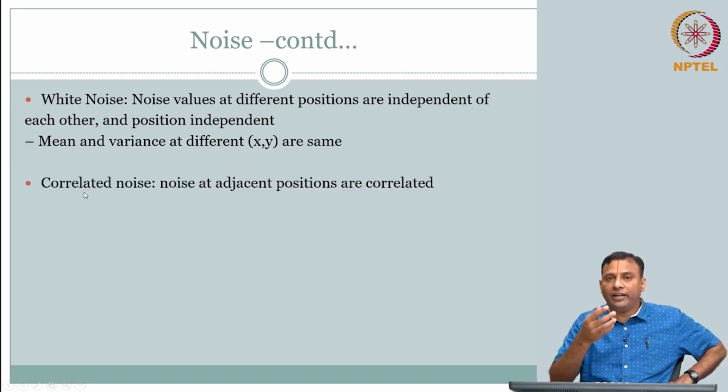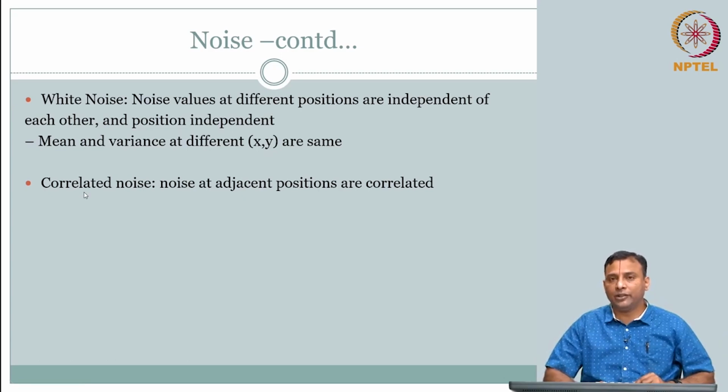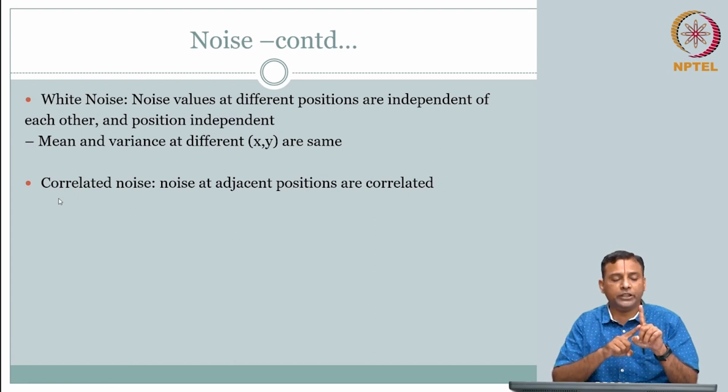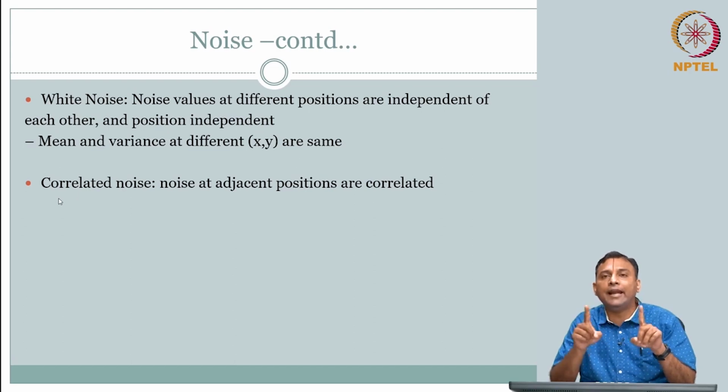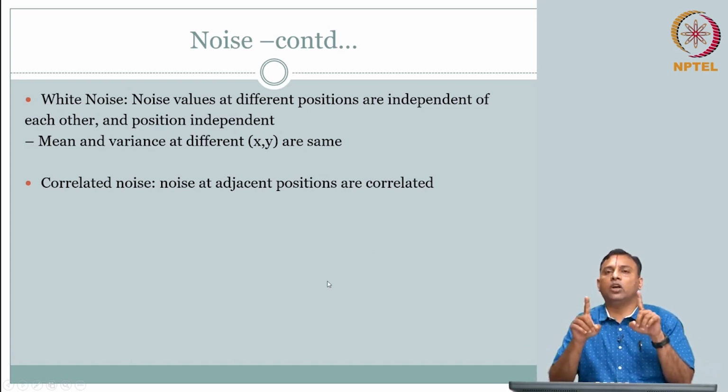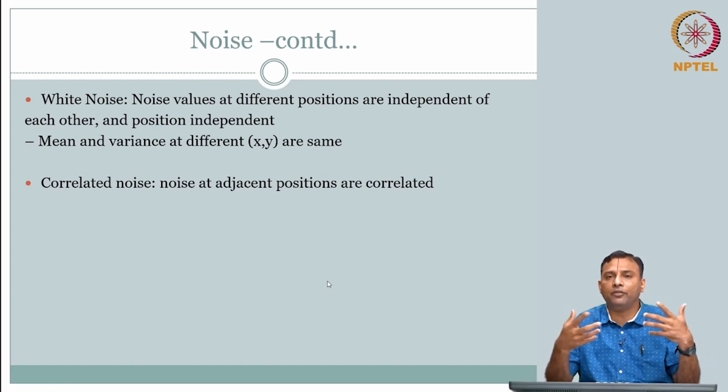So, if you have white noise which is independent, then naturally there should be the other case where there could be some correlation. So, that is called correlated noise, which effectively says if it is not independent, there is one location, there is another location. So, noise at one location is in some way correlated to noise at another location. So, that is what we mean by correlated noise. So, the noise at adjacent positions is correlated. So, if you say something is correlated, then you should be able to quantify the amount of correlation, right.